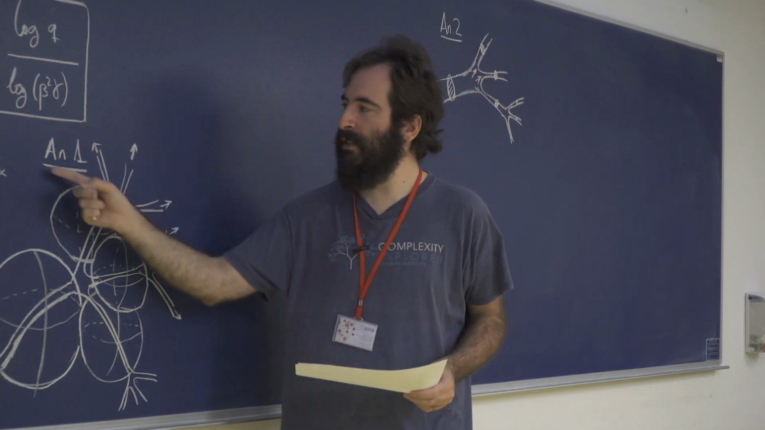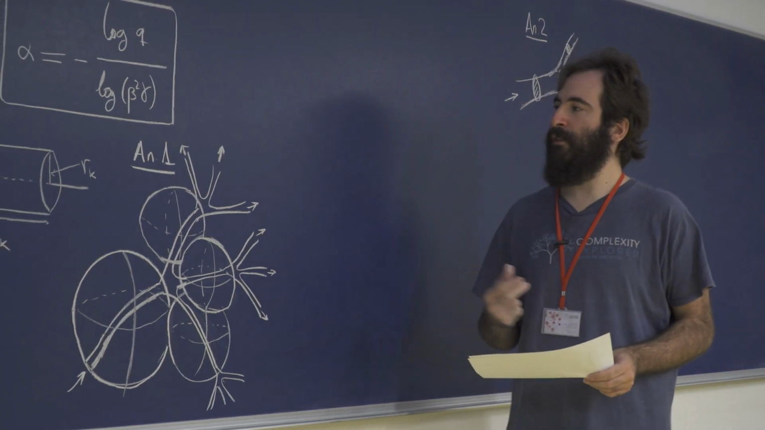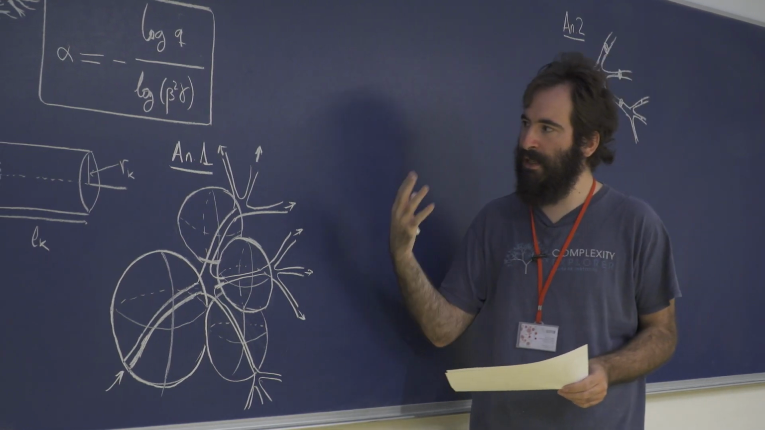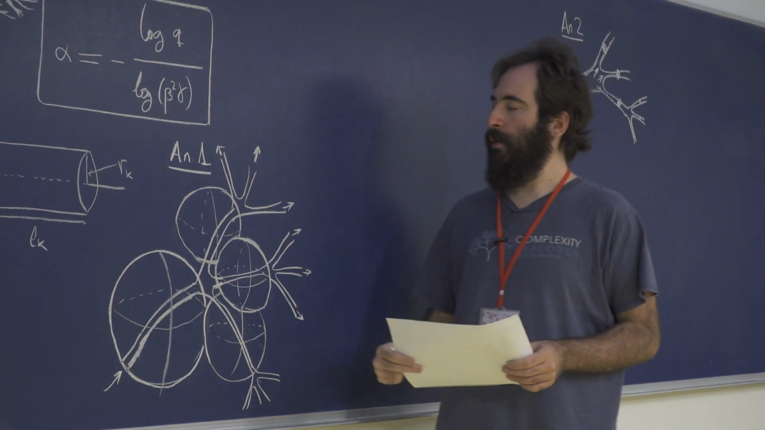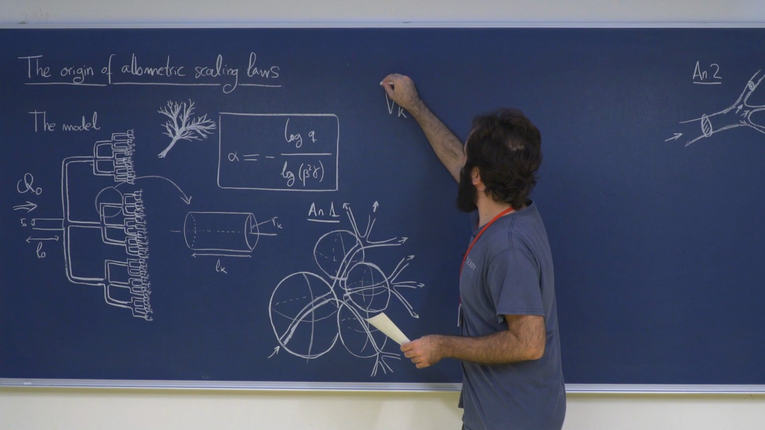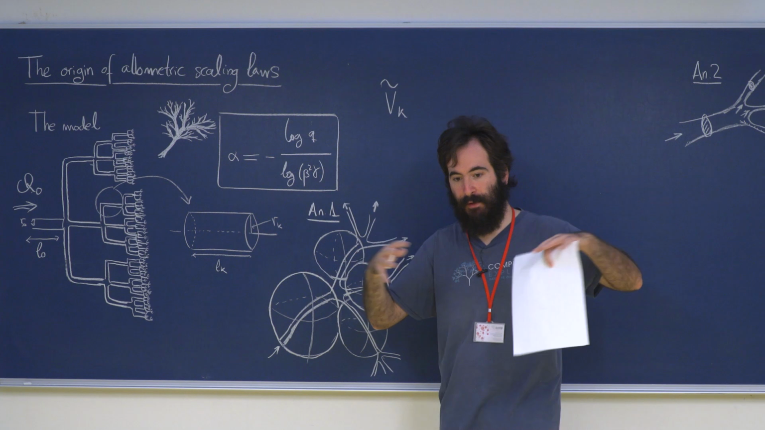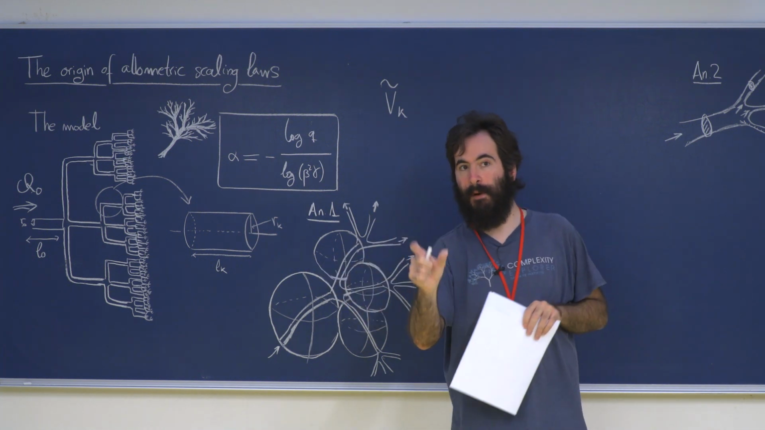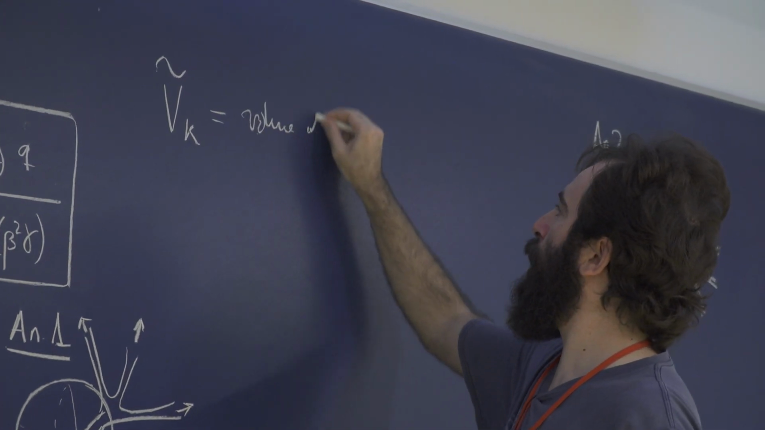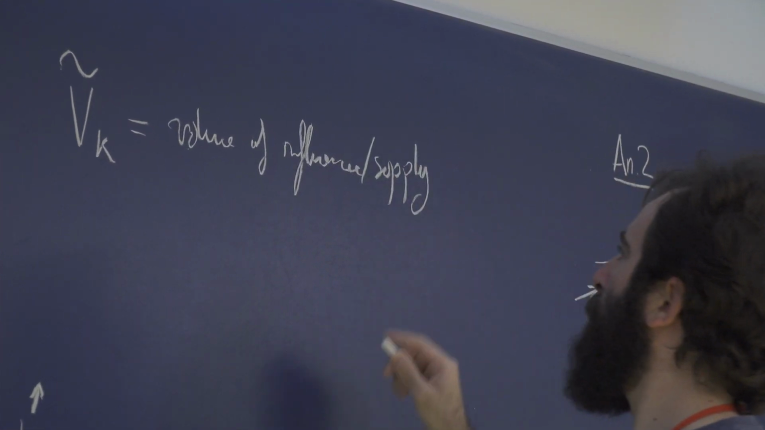So again, remember that this was actually a question of optimization that was posed in the first half of this lecture, and it resonated with the idea that you were optimizing the blood supply. Now we're going to define V tilde as the volume of influence. This influence meaning this supply that will stem from a particular branch. So this is basically the volume of influence or supply that stems from a particular branch.